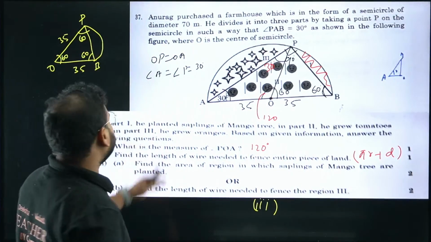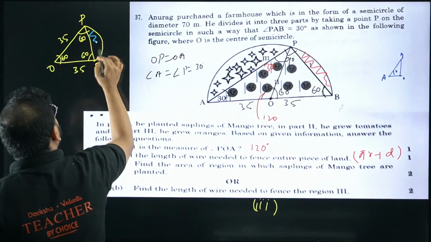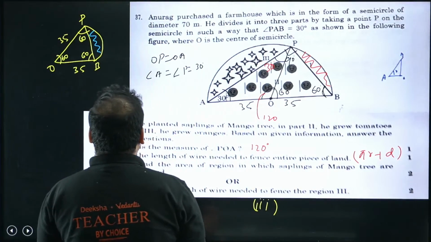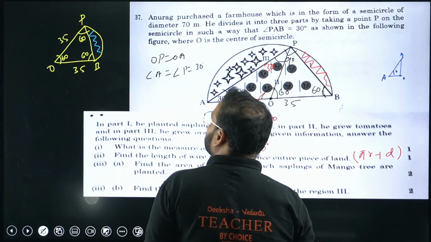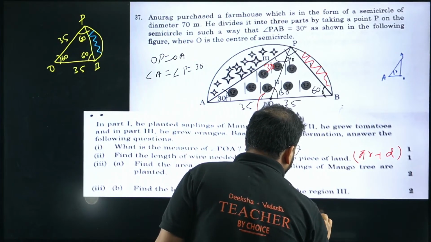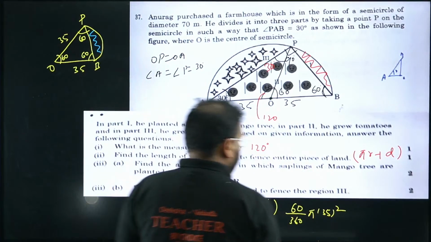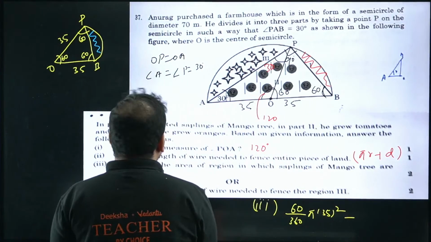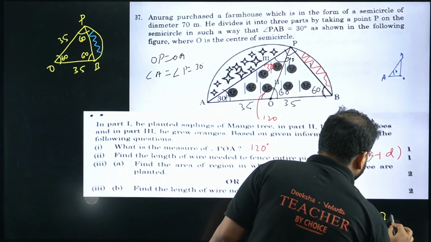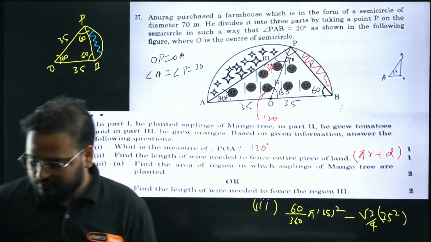So how do you find this area, sir? We are looking for this area. For the third part, you can write the area to be 60 upon 360 pi 35 square, minus root 3 by 4, again 35 square. So please solve this value. Please solve this for the calculation.